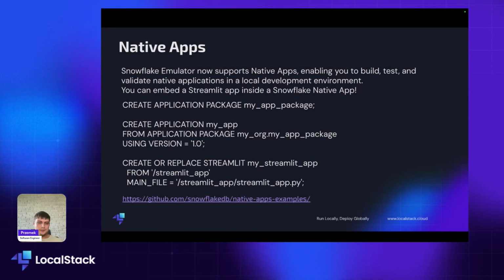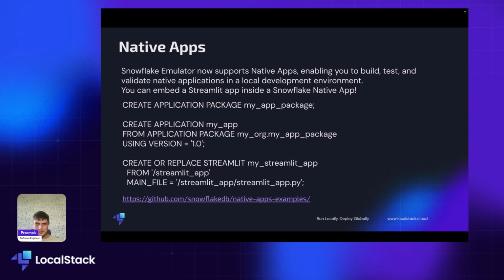So we added support for native apps, and so the Snowflake Emulator now supports it, enabling you to build, test, and validate native applications locally. So basically, you can create your application package, then create an application from that application package, and you can even embed a Streamlit application inside a Snowflake native app. And Streamlit is Snowflake's framework for building apps.